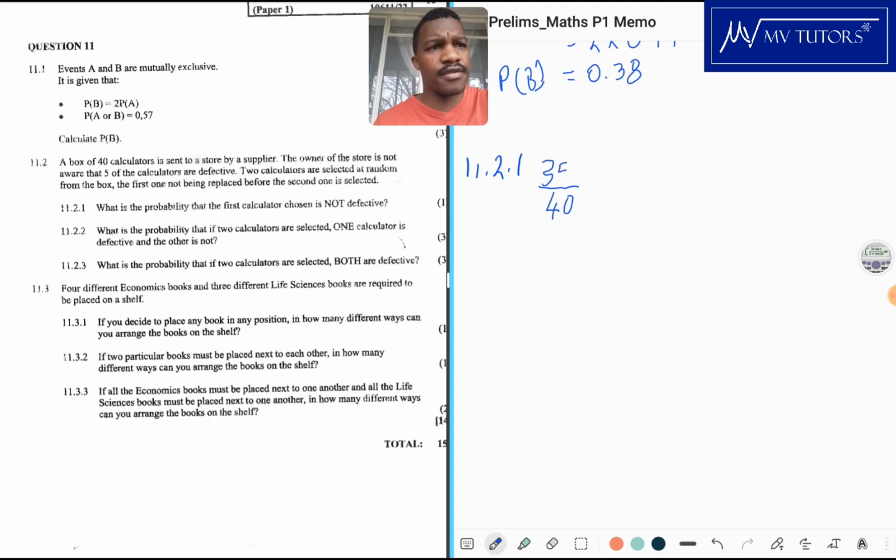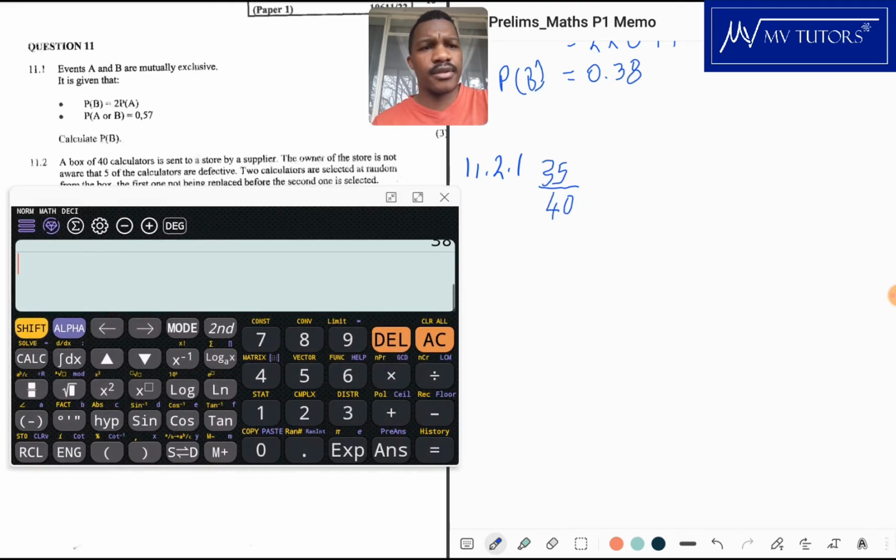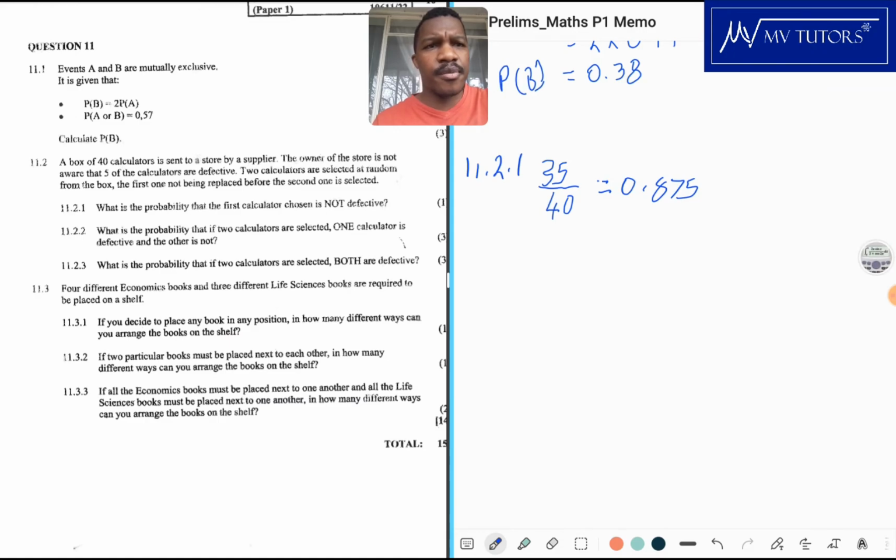Okay, so 35. Now let's put that in a calculator. We're gonna say 35 divided by 40, and then we get 0.875. What is the probability not defective? So you'll write this: probability not defective equals 0.875. If you want to convert it to percentage, just multiply by 100. Okay, let's go for the next question.